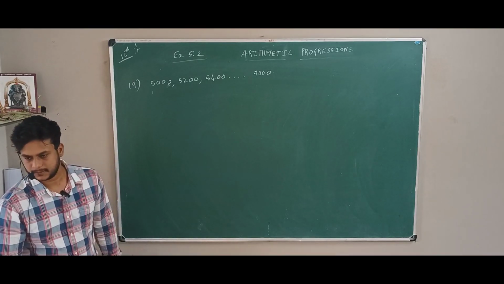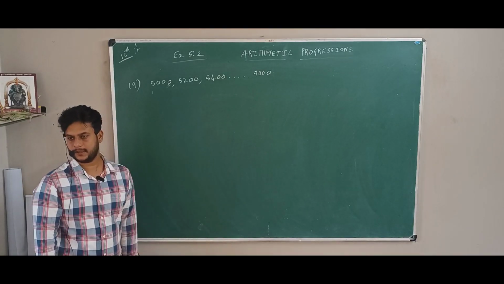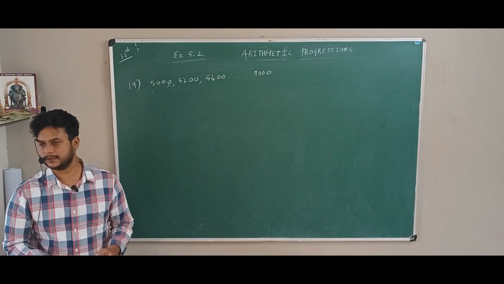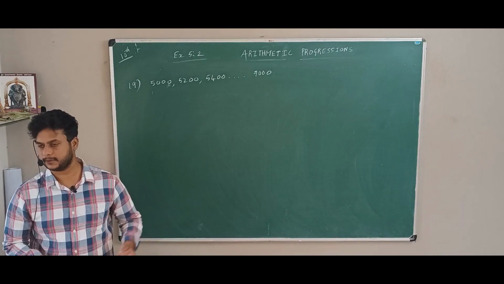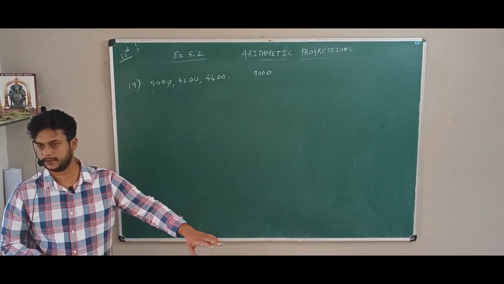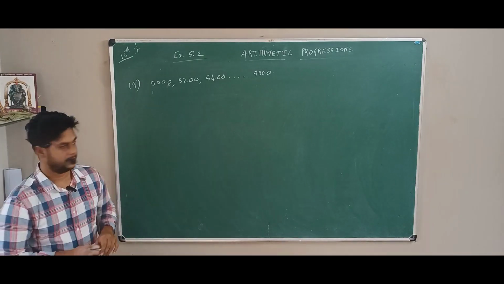In which year? So which year did this income reach 7,000? That we are calculating. Understood or no? First year he is getting 5,000 salary. Next whole year he is getting 5,200. Next whole year he is getting 5,400. When will he reach 7,000? That is the question. Okay.